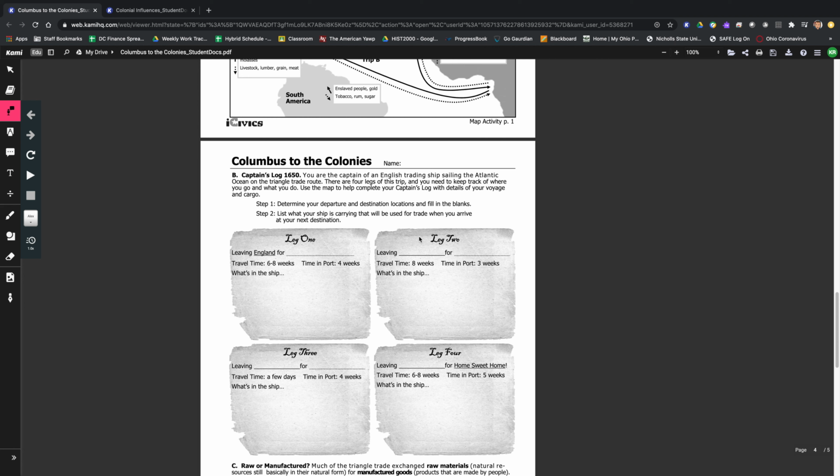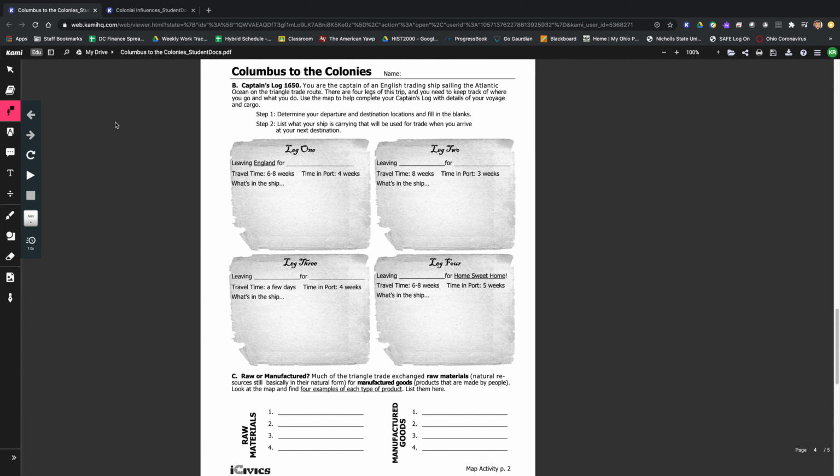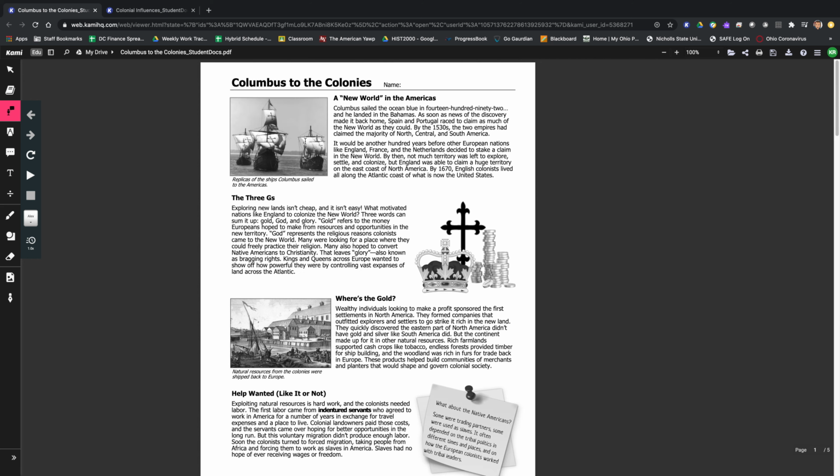This time you're going to use the map to help complete your captain's log with details of your voyage and your cargo. Before I go any further, I want to talk about a couple things. Number one, you can see I've got this opened up in Cami. The reason I opened this up in Cami is because I can use this little feature right here, text to speech. If you'd like, you can click on this, and there will be a narrator that will read this entire passage for you, starting here with Columbus to the colonies. If you prefer to have it read to you, you can do that.